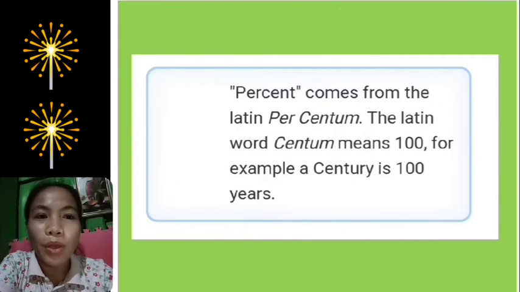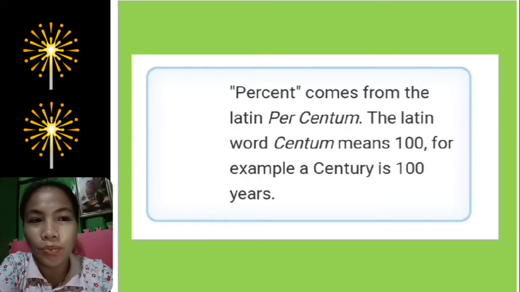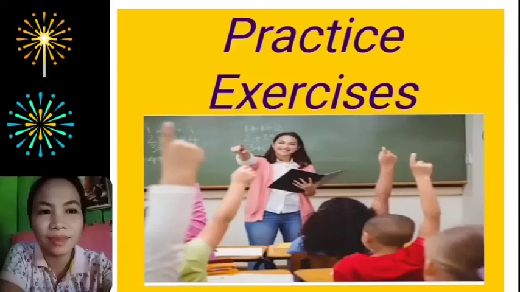Next, percent comes from the Latin percentum. The Latin word centum means 100. For example, a century is 100 years. Well, it's true, a century is 100 years.